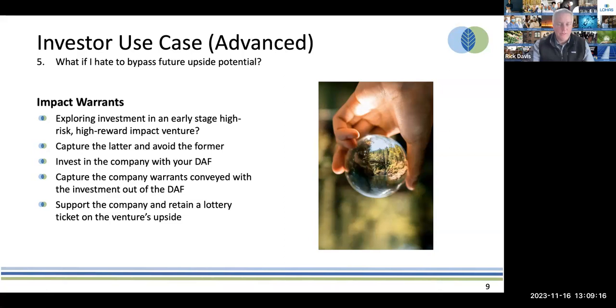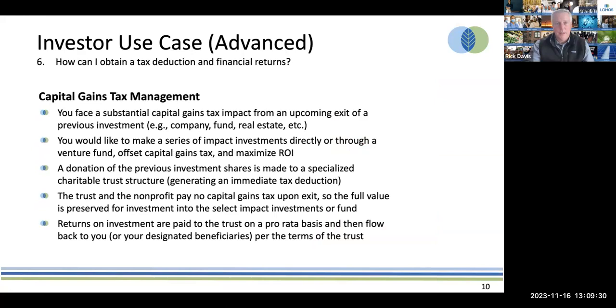So impact warrants is something, just to be clear, to my knowledge, we're the only ones doing this, but it is a way to once again help encourage the use of donor advised fund dollars as investment capital in impact ventures. So this one is more in the vein of, what if I want a tax deduction and a financial return, which is, I think, more in the line of what JP was asking about. And there are ways to do this.